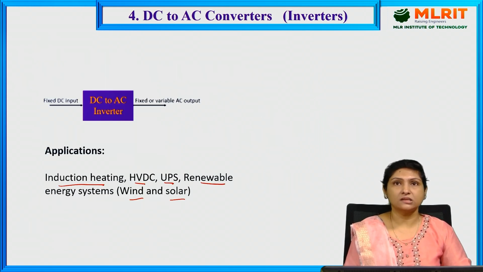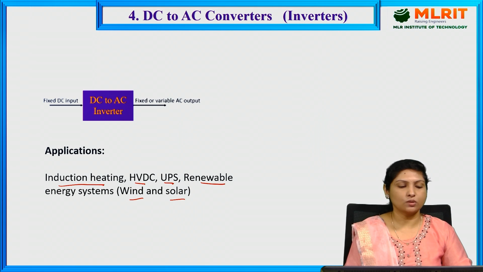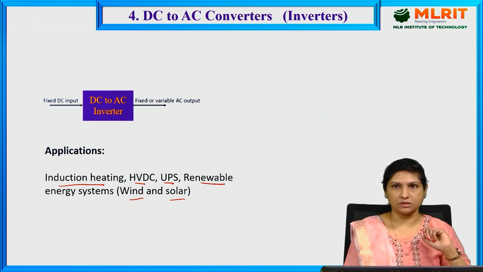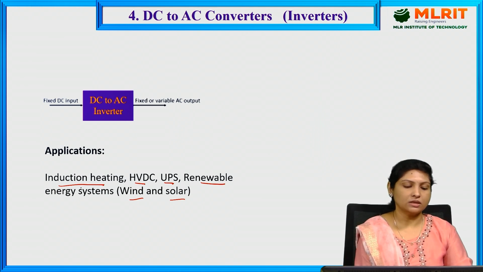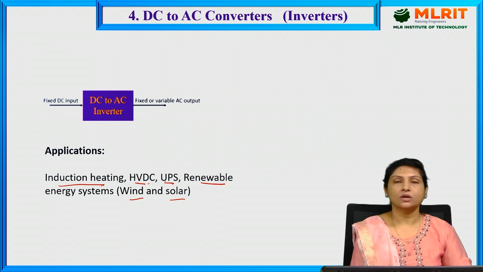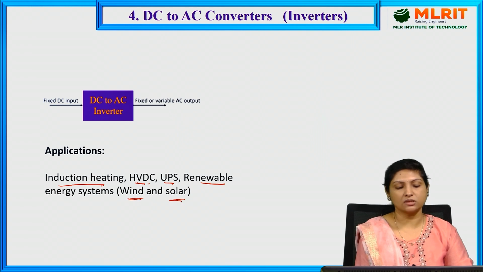Next is DC to AC converters, or we can also call them inverters. An inverter is a switch which converts fixed DC to variable AC at a required frequency. Coming to the applications part, it is used in induction heating, high voltage DC applications, uninterrupted power supplies, renewable energy systems like solar as well as wind.